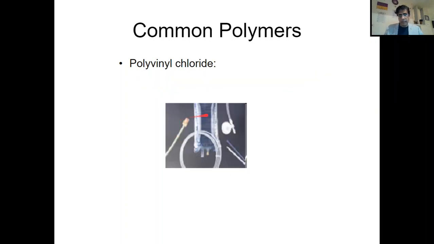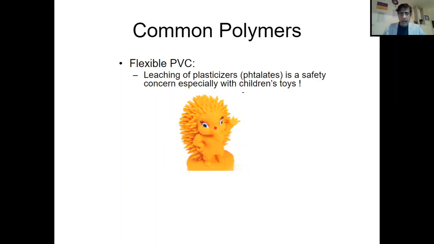This is just an example of polyvinyl chloride for making the tube. And here, this is the toy. If you want to make this toy with simple polyvinyl chloride, you cannot make it because it's very hard, so we add a plasticizer. Phthalate is added as a plasticizer. Since there is no direct bond between the polyvinyl chloride and this plasticizer material, there is no surety that these materials will not leach out.